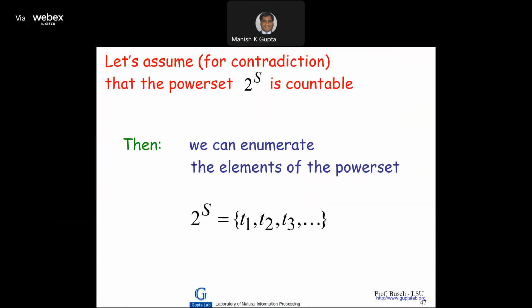Next, we are assuming that the power set is countable. As I mentioned, suppose the power set is countable. That means we can enumerate the elements of the power set. This is our power set. Set S had elements S1, S2, S3, and so on. Suppose here the elements are T1, T2, T3, and so on: T1 the first element, T2 the second, T3 the third, T4 the fourth, T5 the fifth, and so on. These are the elements of the power set. Now, we know that each of these Ti corresponds to a binary string. So I'm writing them.